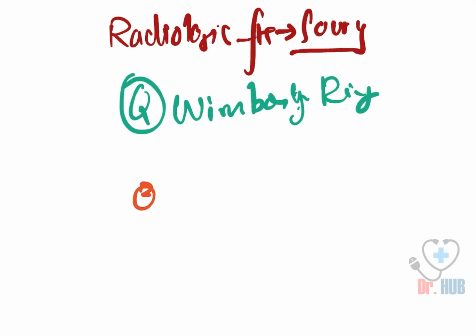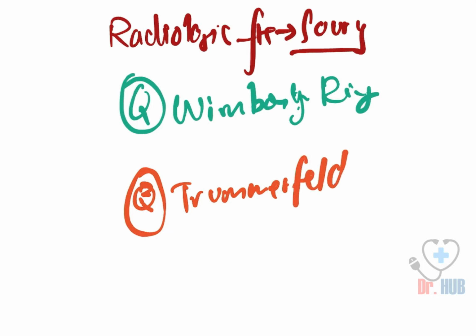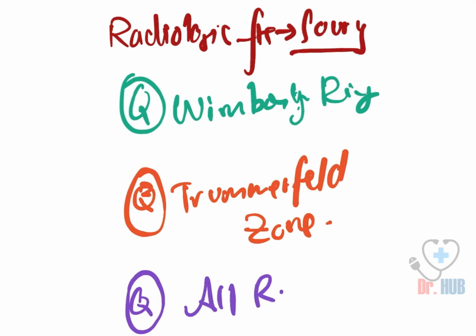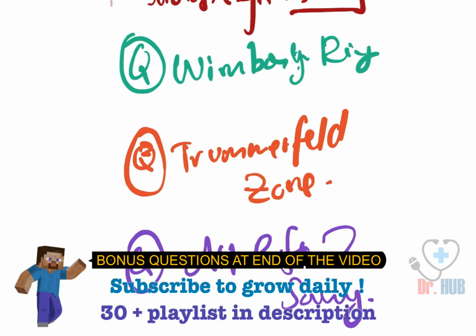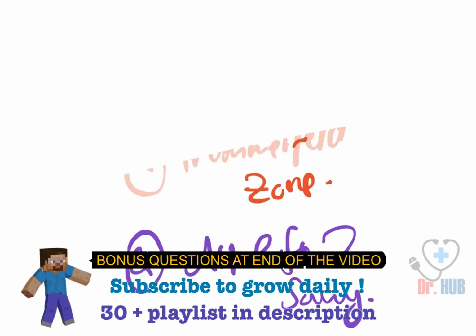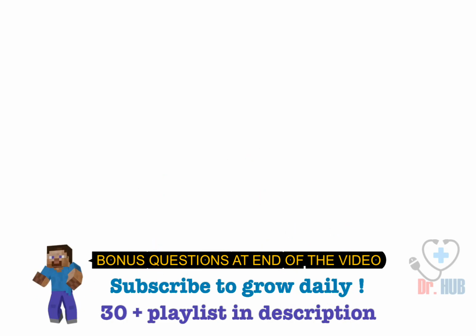The second question is, what is the Trummerfeld zone? The third question is, name all the radiological features, just the headings. What are the radiological features in case of scurvy? We'll find out all these answers in this video, and some questions for the comments will be given at the end of the video.